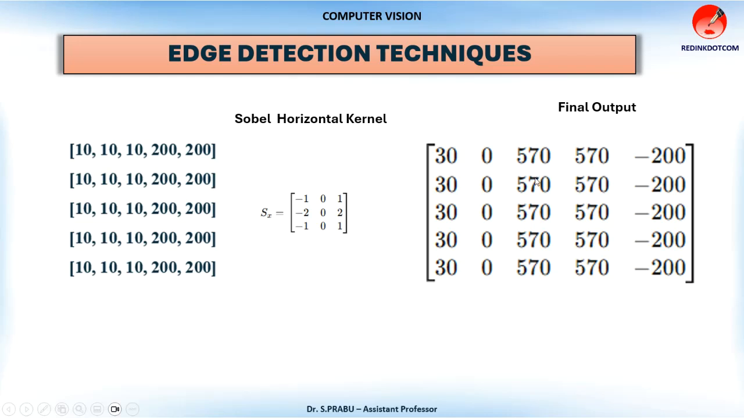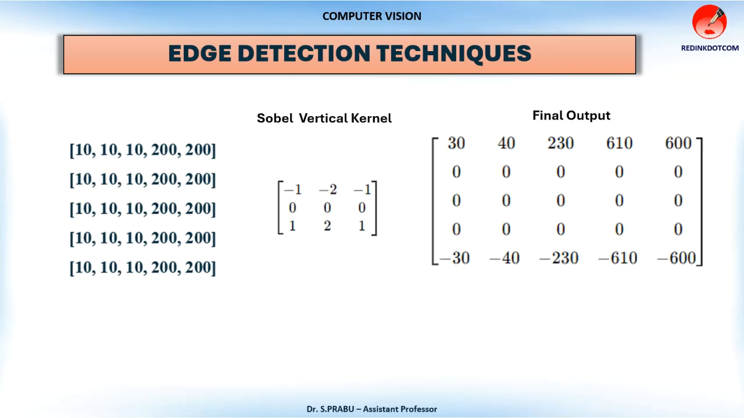But at the boundary between the dark and bright regions, we get large positive or negative values like 570 and -200. This shows that the Sobel operator is highlighting the vertical edges in the image. In other words, whenever there is a sudden intensity change from left to right, the operator gives a strong response, helping us to detect edges clearly. So simply, the Sobel horizontal operator highlights the vertical edges by detecting intensity changes between left and right.